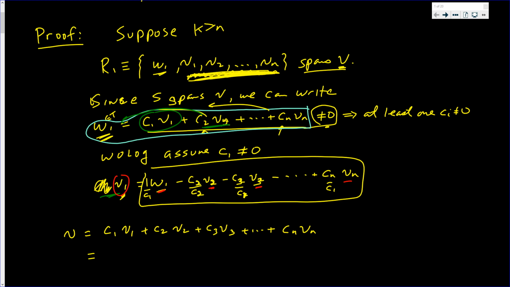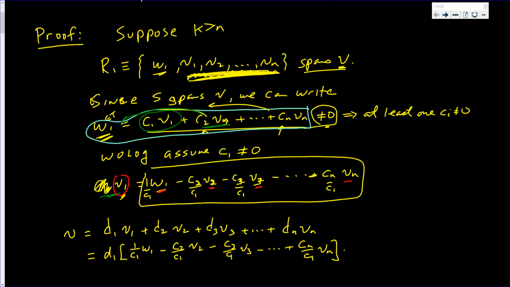Well, let me use different constants: D1, D2, up to Dn. So this is equal to D1 times V1. But V1 is 1 over C1 W1 minus C2 over C1 V2 minus C3 over C1 V3, all the way down to minus Cn over C1 Vn. I should be dividing by C1, I know you all caught that. But that's just D1 V1 plus D2 V2 plus D3 V3, all the way down to Dn Vn.